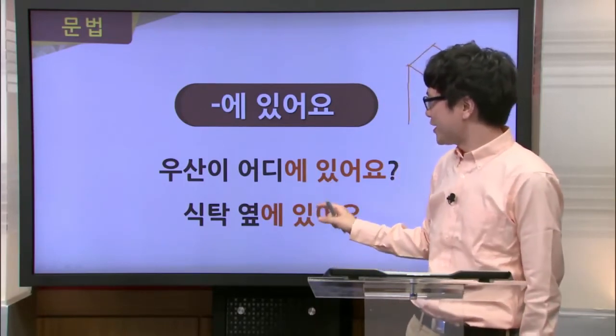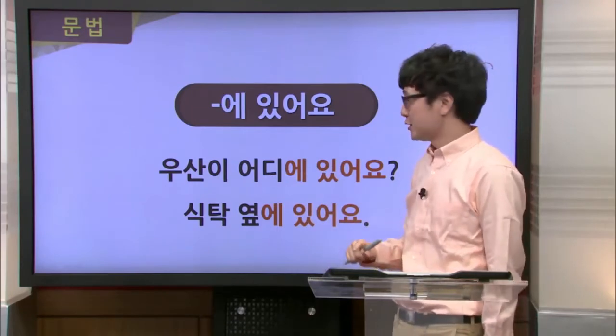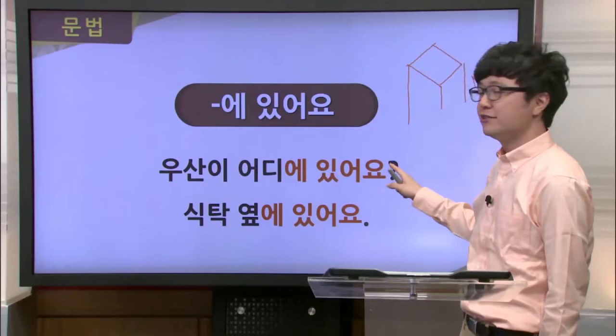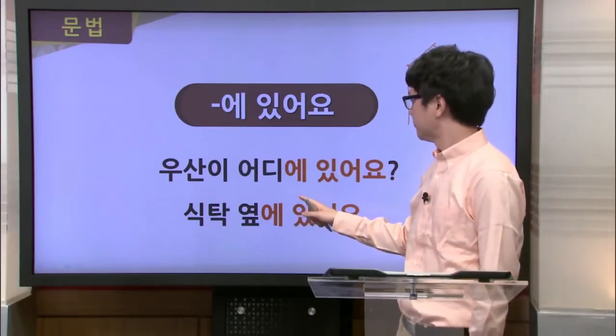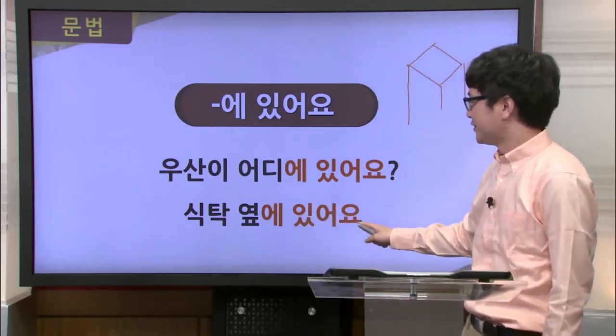So let's go ahead and read through these sentences one more time. So please repeat after me. 우산이 어디에 있어요? 식탁 옆에 있어요.